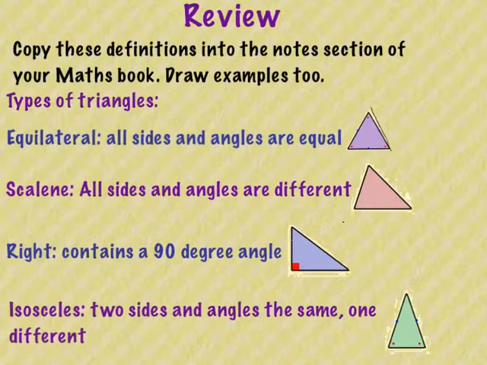So for your review, I'd like you to copy these definitions into the notes section of your math books, and please draw the examples as well. I didn't talk about acute or obtuse in here, just the four main triangle types. Again, equilateral, all sides and angles are equal. Scalene, all sides and angles are different. Right contains a 90-degree angle, and isosceles has two angles and sides the same, one different. Please do not write angels, it's angles. Pause the video here, take down those quick notes, and when you come back, I have a short video for you to watch.